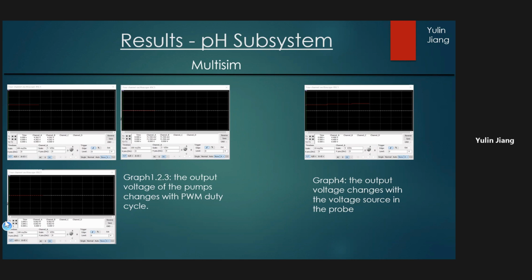Since the Arduino cannot read the negative value, the final voltage should be positive all the time. I changed the voltage source from negative 0.6 volt to 0 volt to positive 0.6 volt. The results are all positive, which means this circuit could solve the problem of negative values.